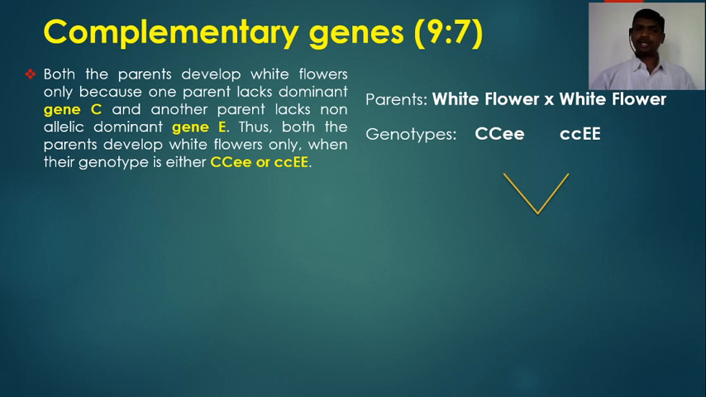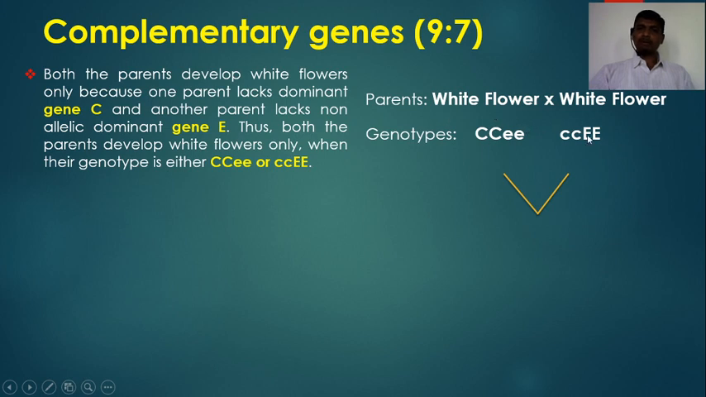And their genotype is either capital C, small e, and the other having small c, small c and capital E. Okay. So when the parents are of such type, they produce white flowers. Why do they produce white flowers? Because both the dominant alleles are not present in the genotype of the parent. So the phenotype is white flower.